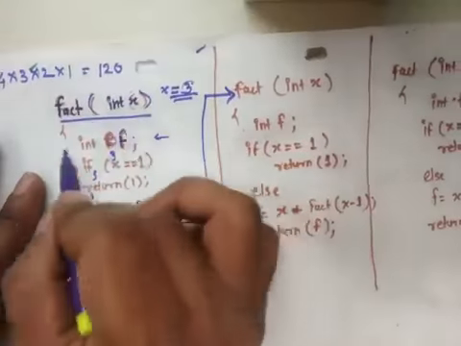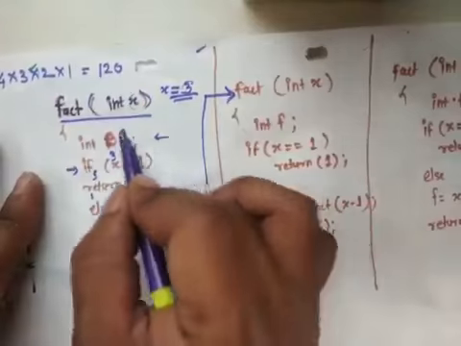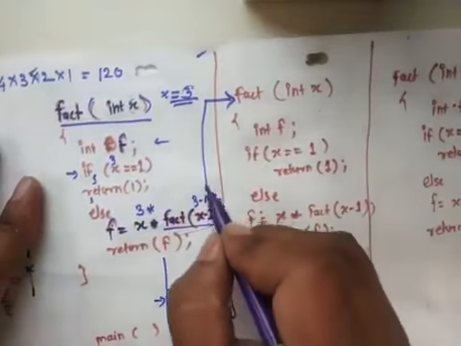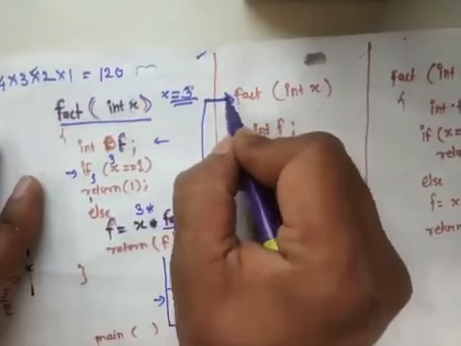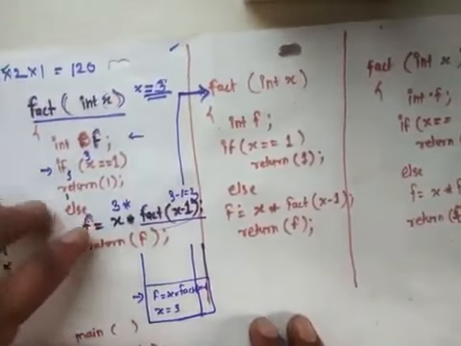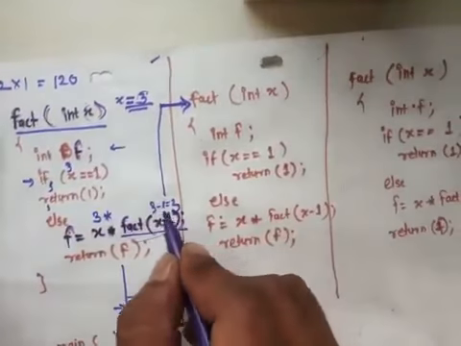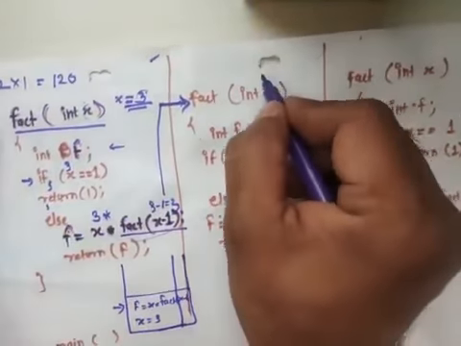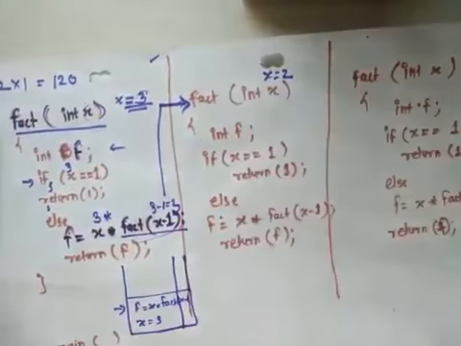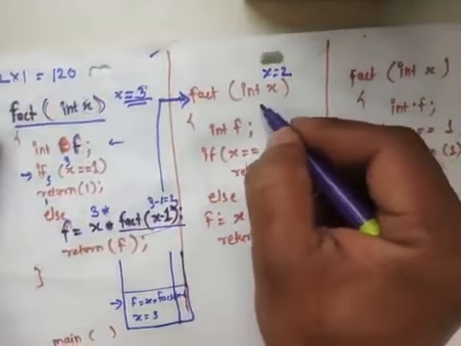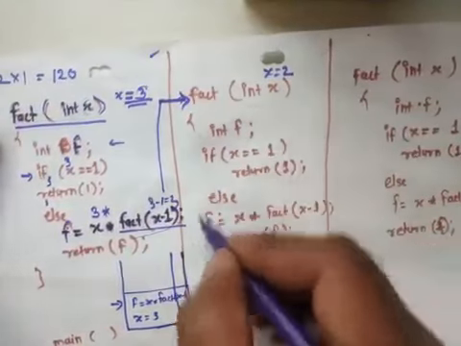Now after pushing all these variables and flags values on the top of the stack, the compiler jumps the control to a new copy of fact. Basically the function calls itself. Now here we get 3 minus 1, that is 2. Now x is equal to what? 2. Now control jumps to the next line. Again it is declaring the variable, that is f.